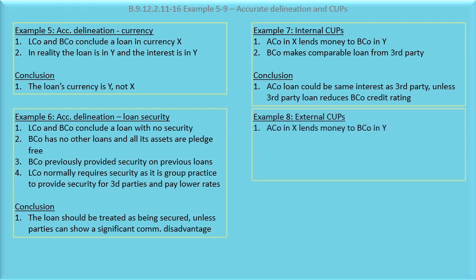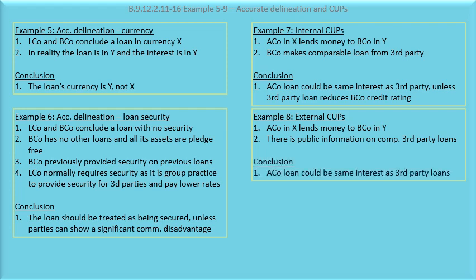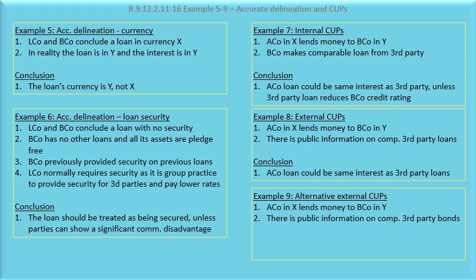In the next example, we look at external comparables, and you've got ACO lending money to BCO, and then there's public information about comparable third party loans, assumingly from some kind of commercial database, and the conclusion obviously is here that you could use the same interest as the third-party loans because they are comparable. And example 9, if you can't find third-party loans, but you can, for instance, find data on third-party bonds with similar or comparable maturity dates and interest rates and security requirements, etc., then one could use those third-party bonds and the interest on them as a price for the loan between ACO and BCO.